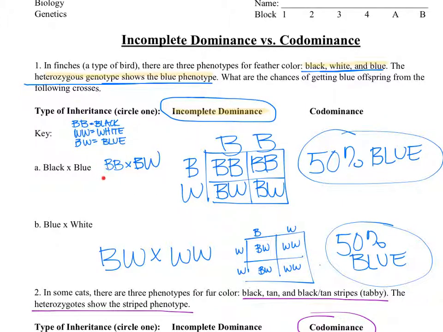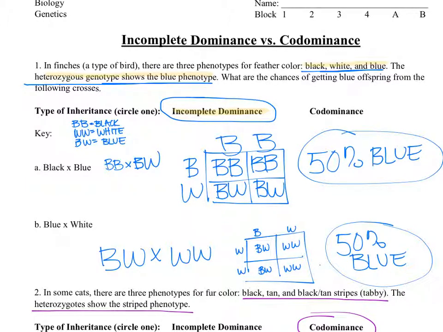And then for the problems, you would just write out your cross, just like we've normally been doing. So you cross a black bird with a blue bird, you do your Punnett square. They want to know the chances of getting blue offspring, so that would be 50% blue. And for letter B, if you cross a blue bird with a white bird, you do your Punnett square, 50% of them will be blue.